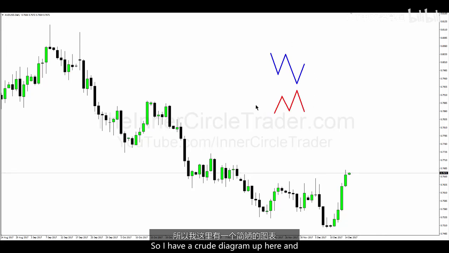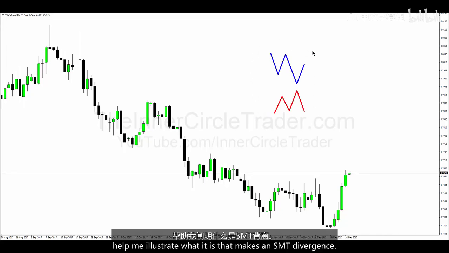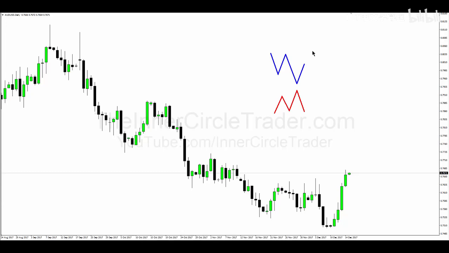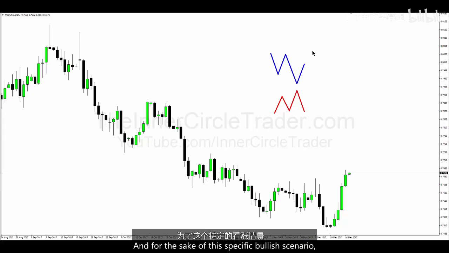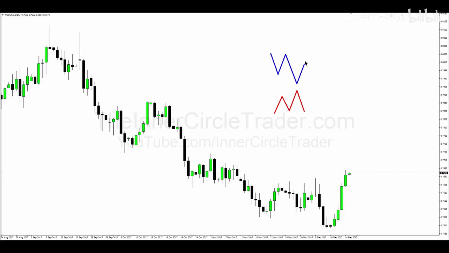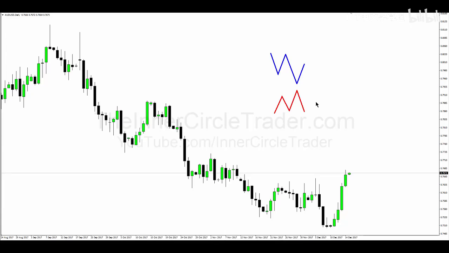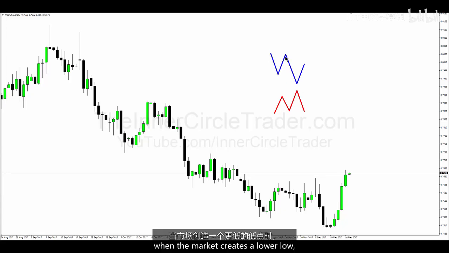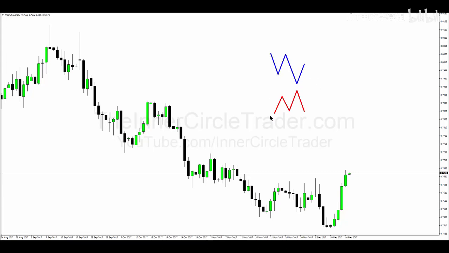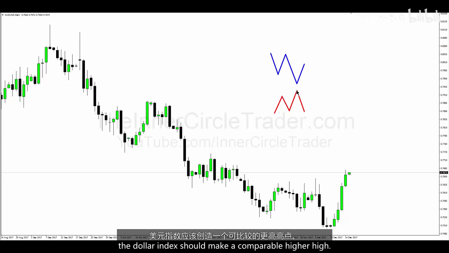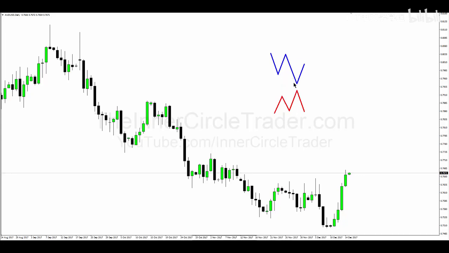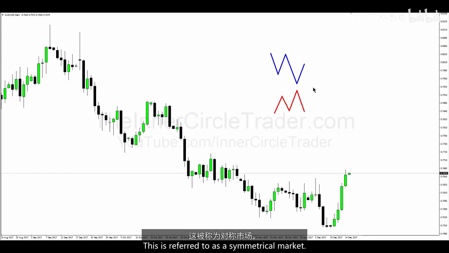Okay, so I have a crude diagram up here, and this is going to help me illustrate what makes an SMT divergence. For the sake of this specific bullish scenario, we're going to refer to the blue line up here. That's going to represent the Aussie dollar, and the red line is going to represent the dollar index. So in a symmetrical market, where everything is as it should be, when the market creates a lower low, for instance in the Aussie dollar, the dollar index should make a comparable higher high. While the foreign currency makes a lower low, it should reasonably be expected that the dollar index makes a higher high. This is referred to as a symmetrical market.